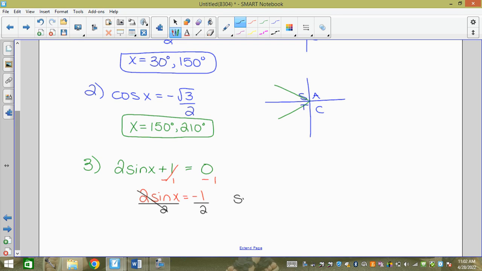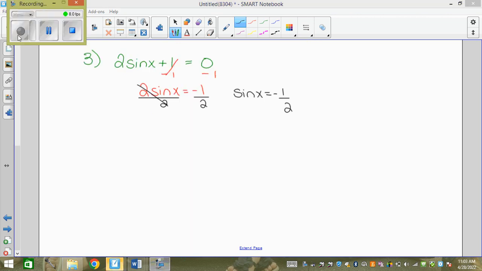Sine x equals negative a half. Now you get me the answers between 0 and 360. Okay, so we use our CAST, C-A-S-T. Sine is negative, so it's here and here. So what are my two solutions going to be? What did you get, Nikki? 210 and 330, exactly.